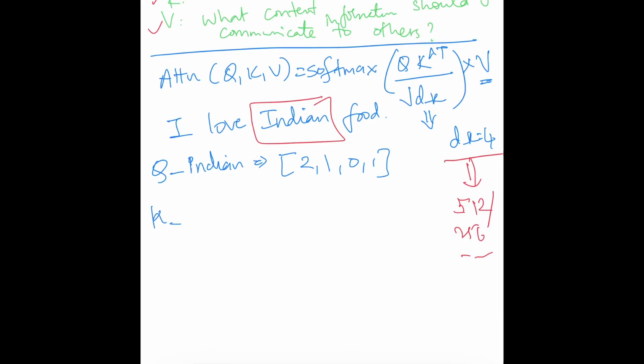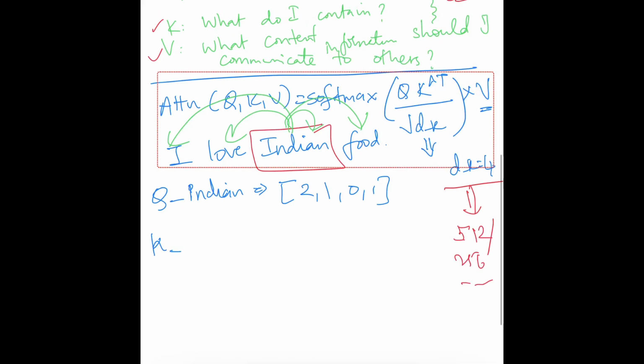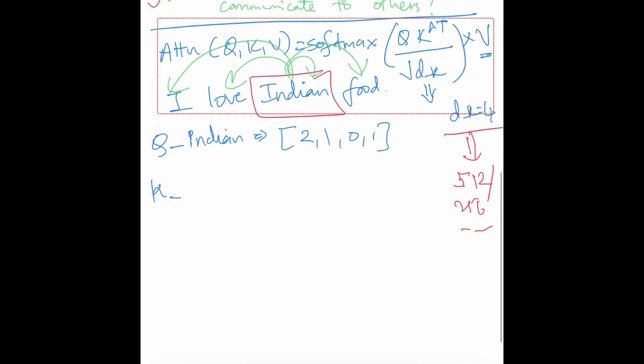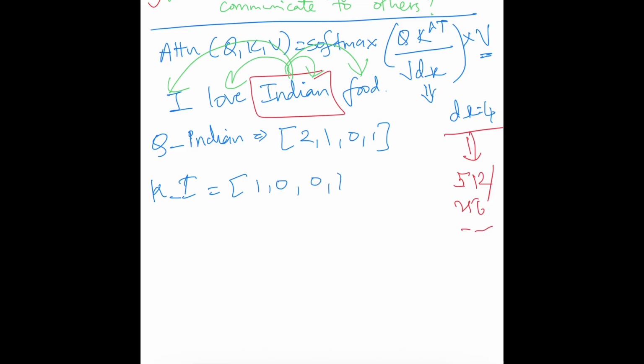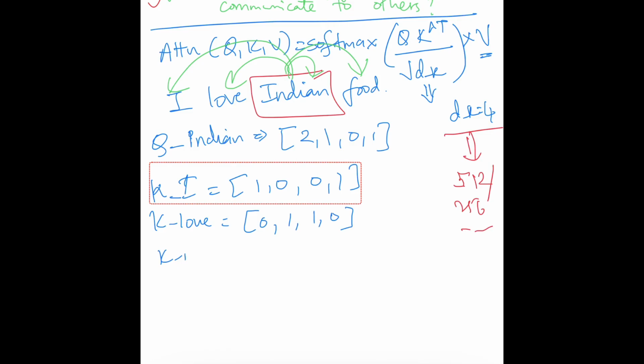Now we will have, since we are calculating attention, every word has access to every other word. So Indian will have access to I love food. Indian will also have access to itself, right? So we will have 4 keys to convey the information. What do I contain, right? So going back, we'll start with I, and these are hypothetical vectors that I have pre-computed, but I will be doing the live calculation for the purpose of this video.